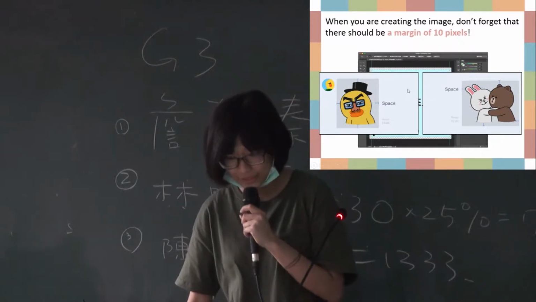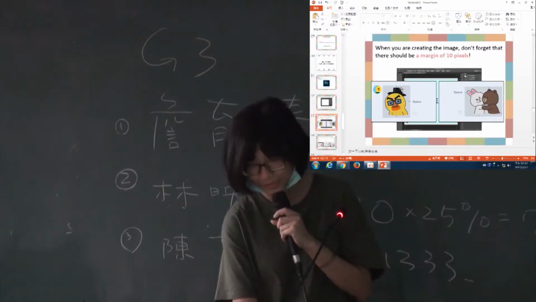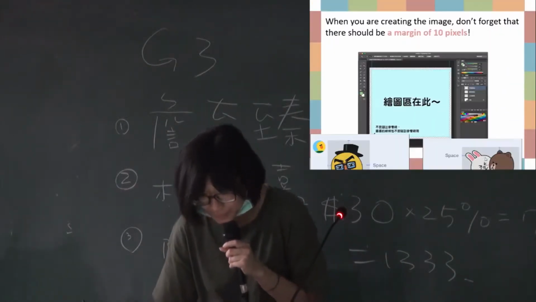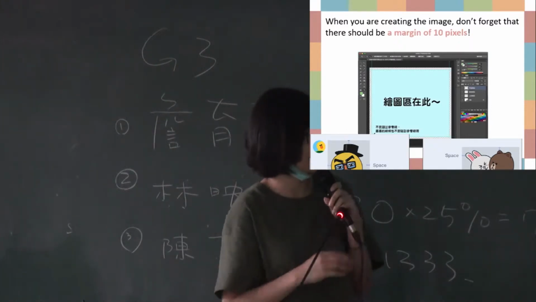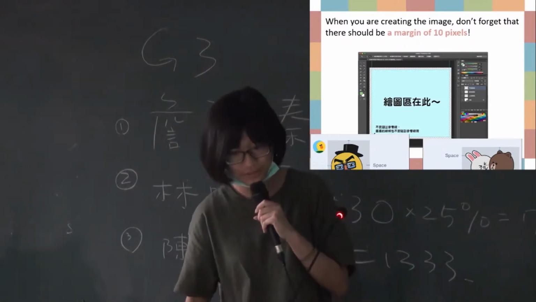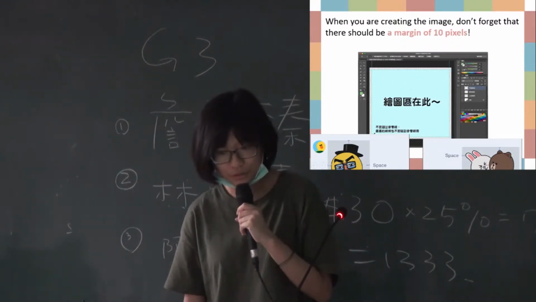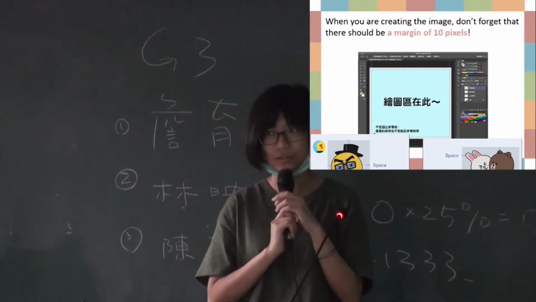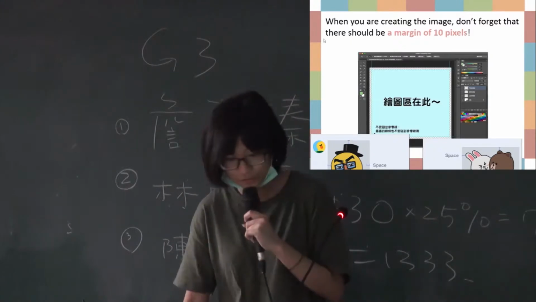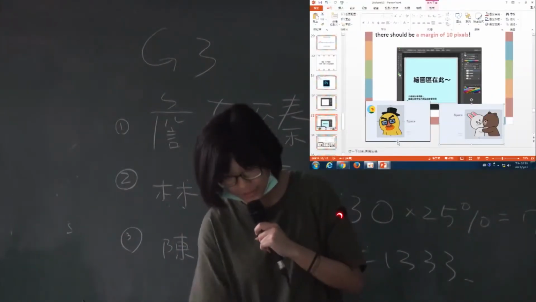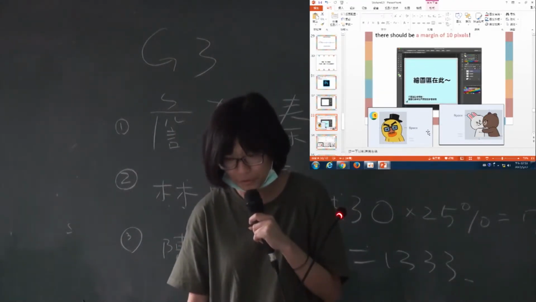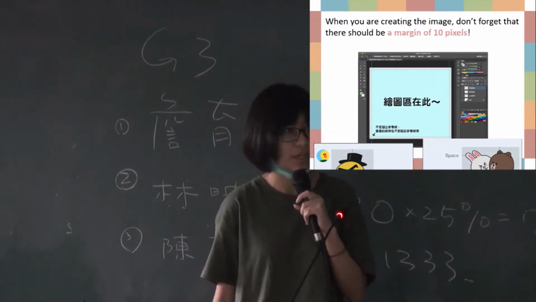And next, when you start to create your image, you can draw whatever you want, in the center, and you need to leave a margin of 10 pixels. This is a requirement from the LINE sticker store, because you can see that every sticker has a space of 10 pixels. So if you want to create your own stickers, you need to care about this.